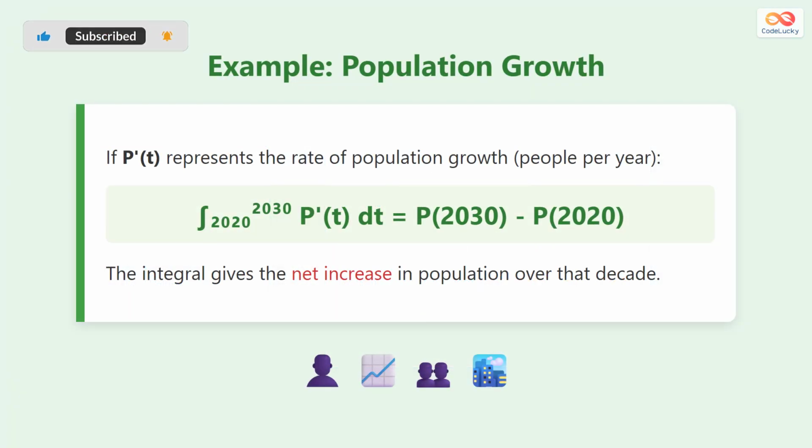This applies to population dynamics as well. If p prime of t represents the rate at which a population is growing per year, integrating this rate from the year 2020 to 2030 gives us the net increase in population over that decade. It tells us how many people were added, regardless of the starting population.